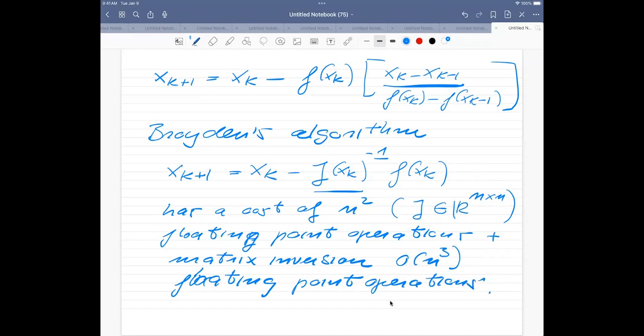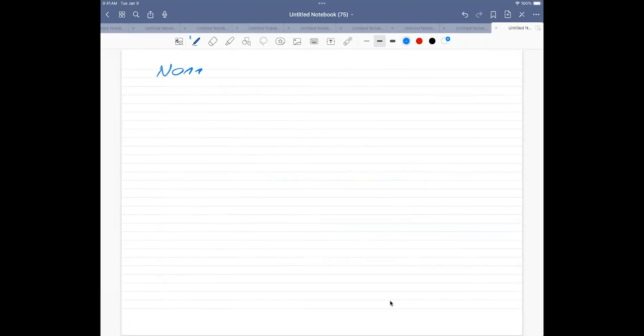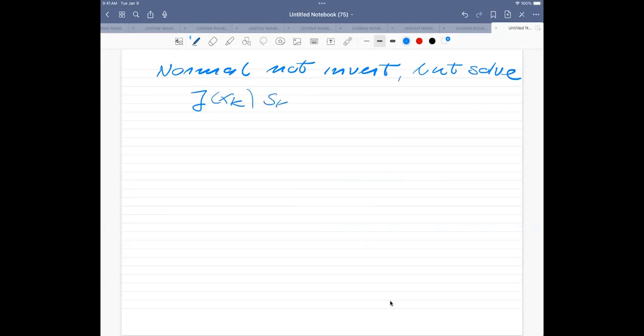So in practice, we do not normally explicitly invert this J, the Jacobian matrix, but we actually solve a linear system of equations. So it is normal to solve, not to invert the matrix. But what we end up doing is solving a different problem, where we have J of x of k multiplied with a quantity s of k, which I'm going to define. And this is given by minus f of x of k.